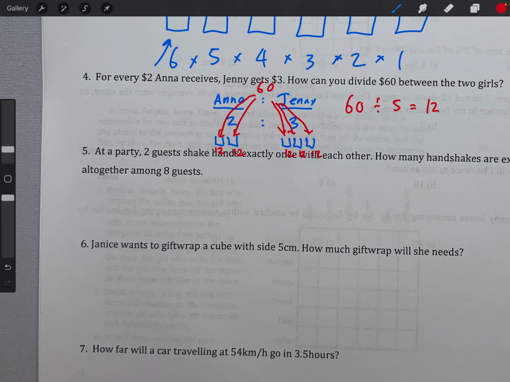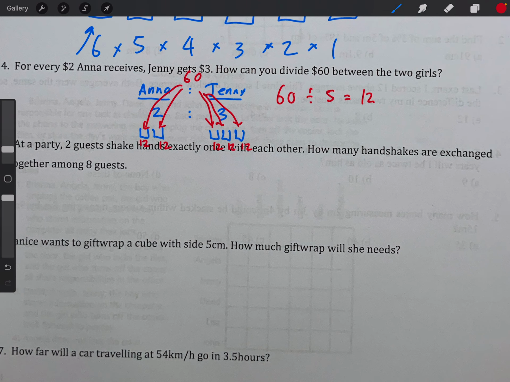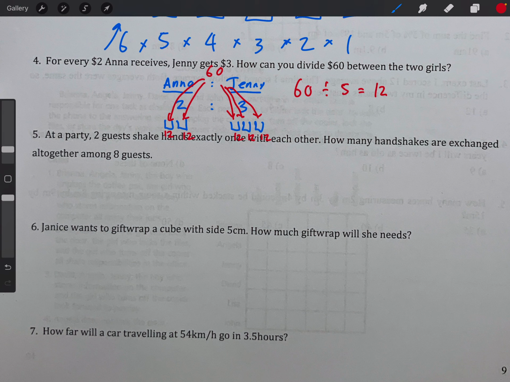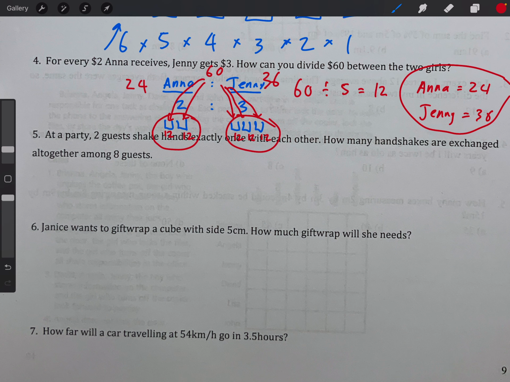Now it says, how can you divide it evenly? Well, each cup is 12. Anna has 2 cups, 2 times 12 is 24. And Jenny has 3 cups, 3 times 12 is 36. So therefore, Anna gets $24 and Jenny gets $36. This is a ratio question.